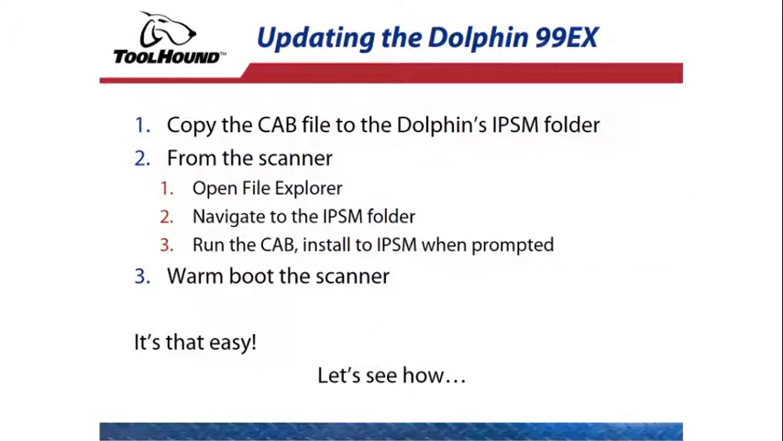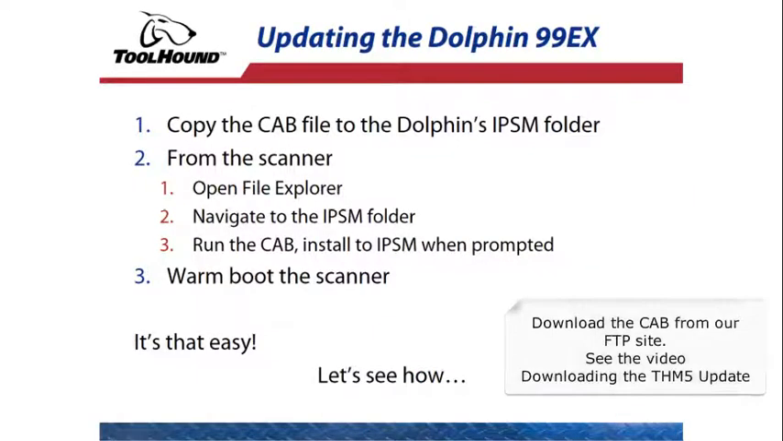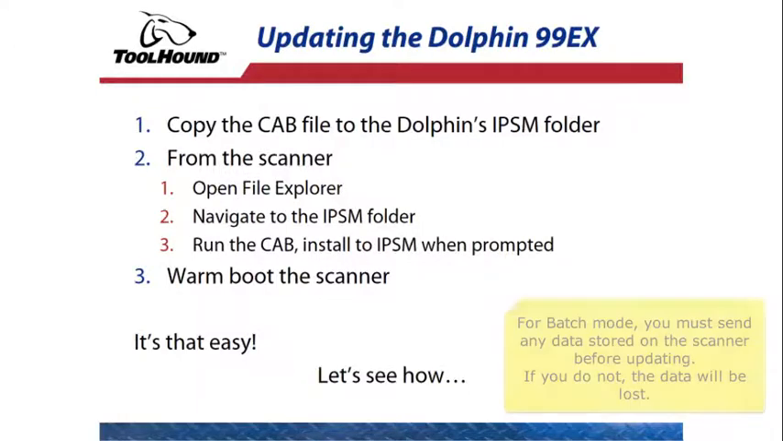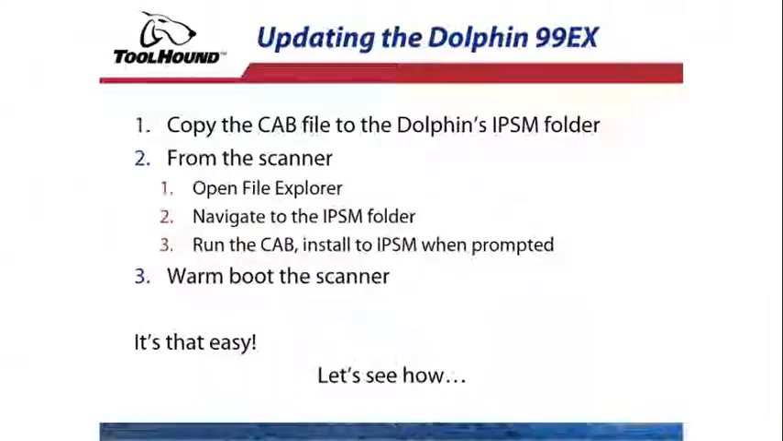Updating the Dolphin 99EX has three steps. Copy the CAB file to the Dolphin's IPSM folder, then from the scanner, run the CAB file, installing it to the same folder when prompted, and finally warm boot the scanner.